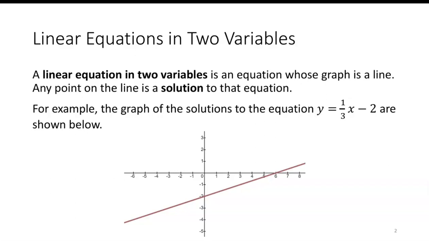A linear equation in two variables is an equation whose graph is a line. Any point on the line is a solution to that equation. So for example, the graph of the solutions to the equation y equals 1/3 x minus 2 are shown in the graph below.